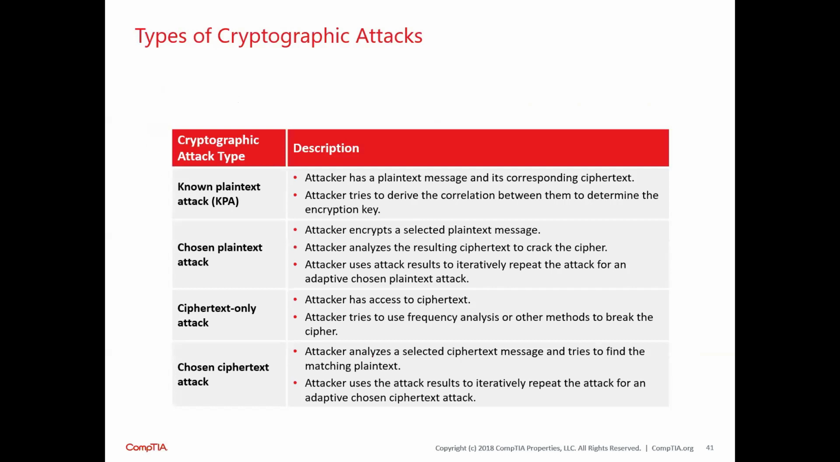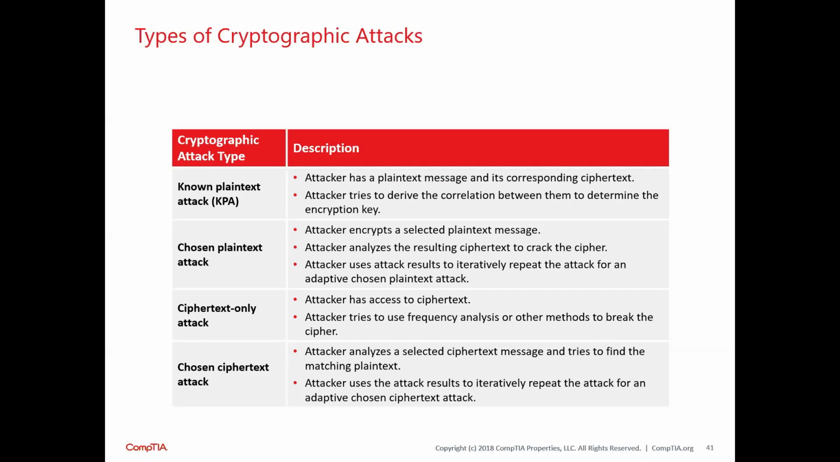So these are the summary of types of cryptographic attacks, such as known plain text, chosen plain text, ciphertext only, and chosen ciphertext attack. So when you found, for example, plain text and you correspond with ciphertext, that is known as known plain text attack, or KPA. Or perhaps when attacker analyzes selected ciphertext messages and trying to find matching plain text, this is called chosen ciphertext attack.